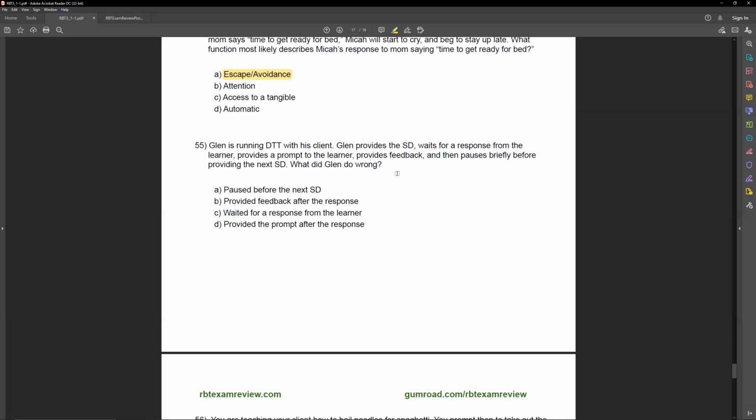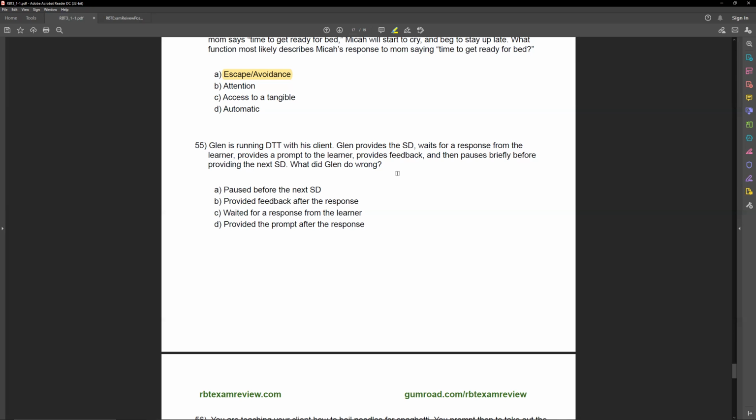What about providing feedback after the response? No, that's exactly what you should do. You provide consequences, you provide corrective feedback, praise, whatever the feedback is, whatever the consequence is, you should be providing that after the response. So Glenn did that correctly. What about waiting for a response from the learner? No. You want to give your learner time to respond. A common mistake in DTT is providing the SD and not giving your client long enough to respond to that SD. Waiting for a response is perfectly fine.